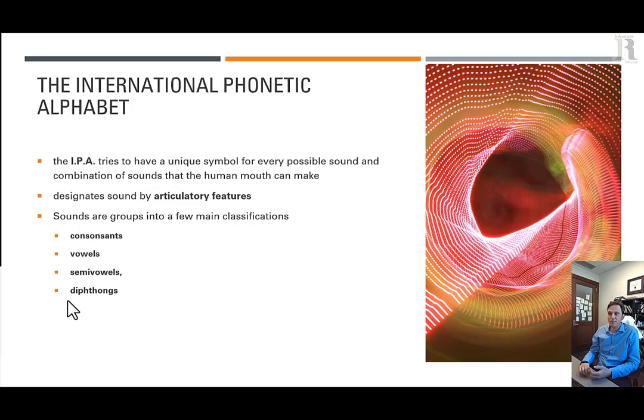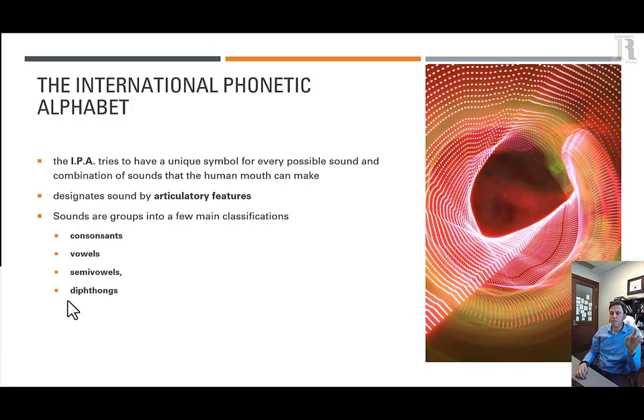Now, the International Phonetic Alphabet, the IPA, tries to have a unique symbol for every possible sound and combination of sounds that the human mouth can make. And it labels sounds in a way where the description of a sound, like a glottal fricative or a velar stop or a bilabial nasal continuant, I don't even know if that's a thing, but all of these things, if you've studied phonology at all, then you can, from the name of the sound, reproduce the sound or recognize the sound yourself, because the sound is classified by the articulatory features, and we're going to talk about that soon.